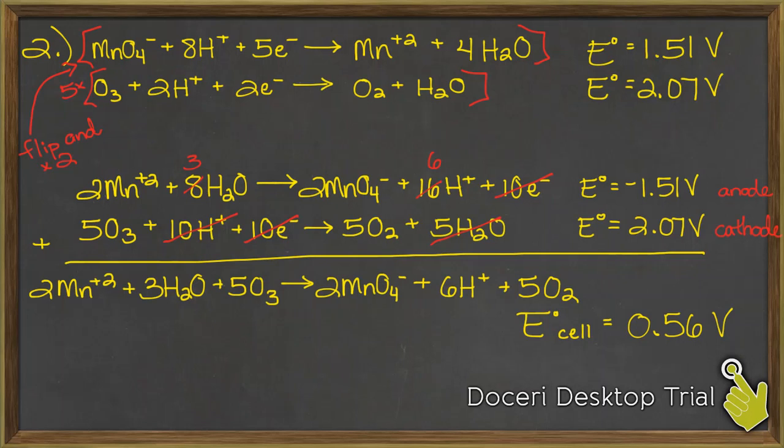So when you have these longer, more involved half reactions, sometimes there will be other things that you can cancel out. But again, since the manganese equation is the one I flipped around, I know that is my anode. The ozone equation was my cathode. My total cell potential comes out to be 0.56 volts.